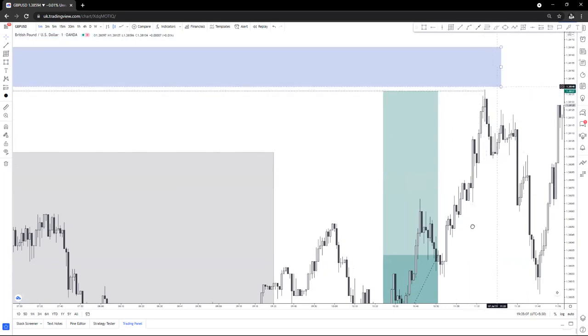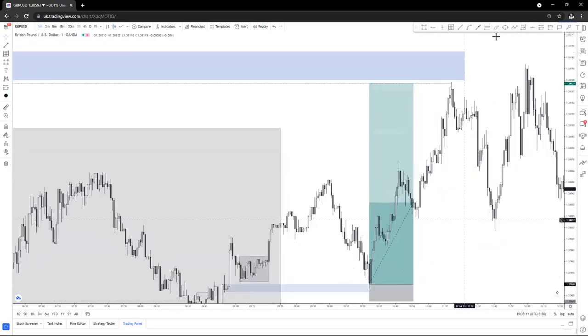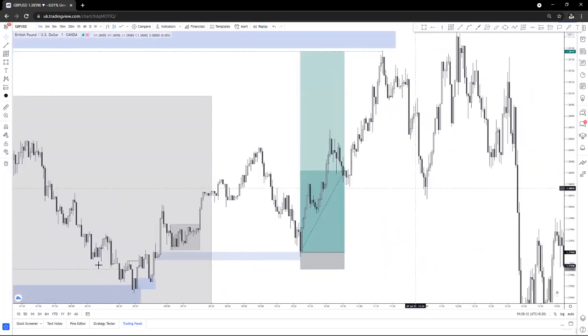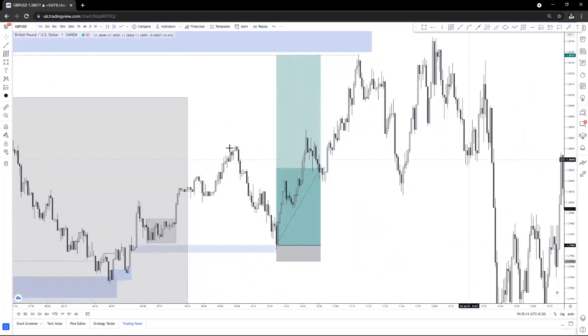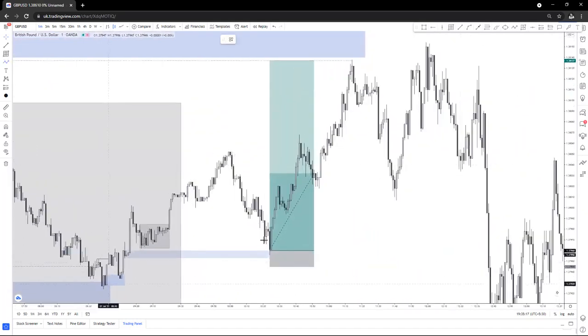Okay, and now this is what I could see. Price is now bullish, broke the structure, went higher highs, came back down, created a higher low, and then created another higher high.